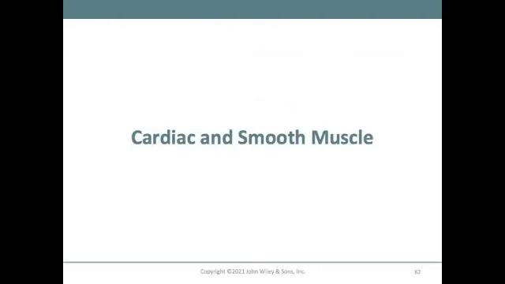So let's talk a little bit about the other two muscle types, which we're not going to spend much time on. For one thing, the chapter doesn't, and secondly, they come up in later chapters in the book, but we need to just kind of outline them a bit so we can keep the three muscle tissue types in context.